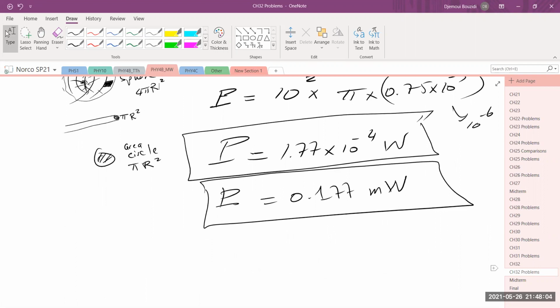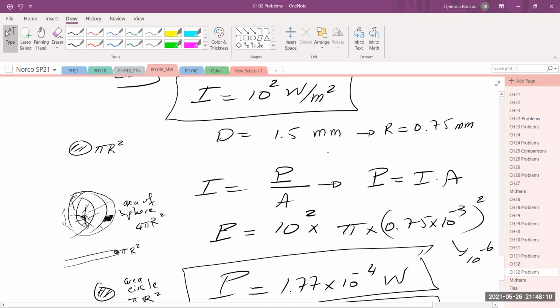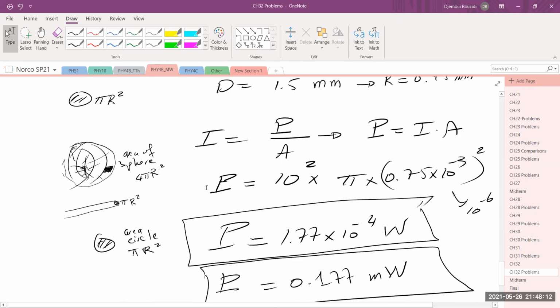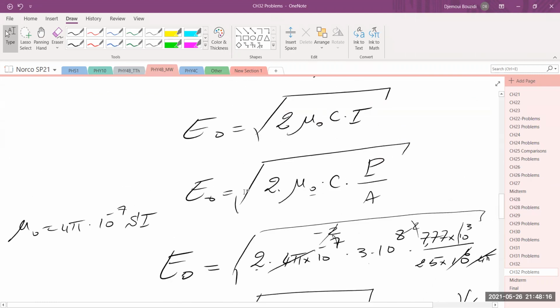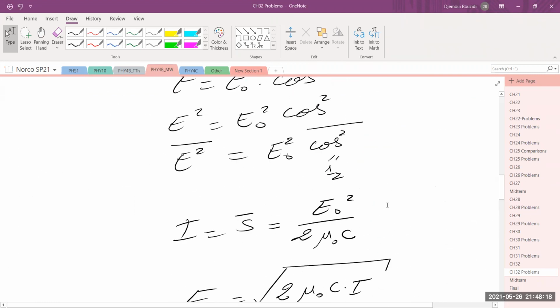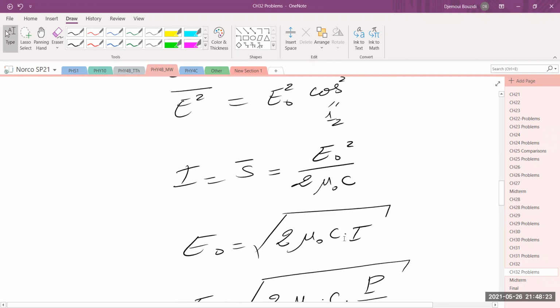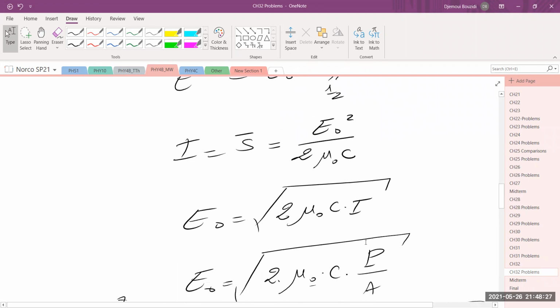So now we want to find the electric field associated with this wave. Remember, we have an intensity I, and we just found how I is related to the electric field. This is the expression that we need to use. So E naught is going to be the square root of 2 mu naught times c times I. And we have I now, so we have everything now.